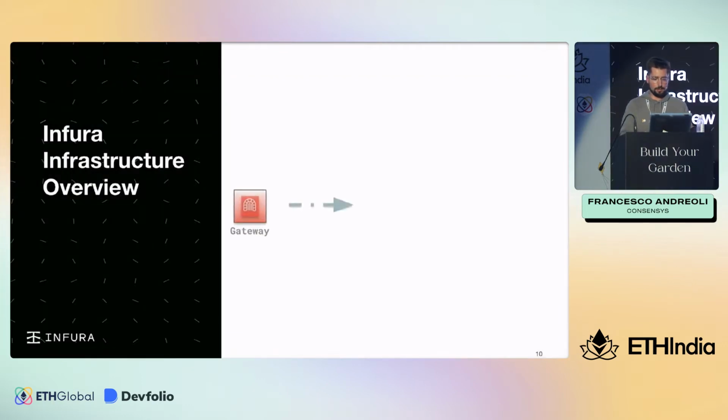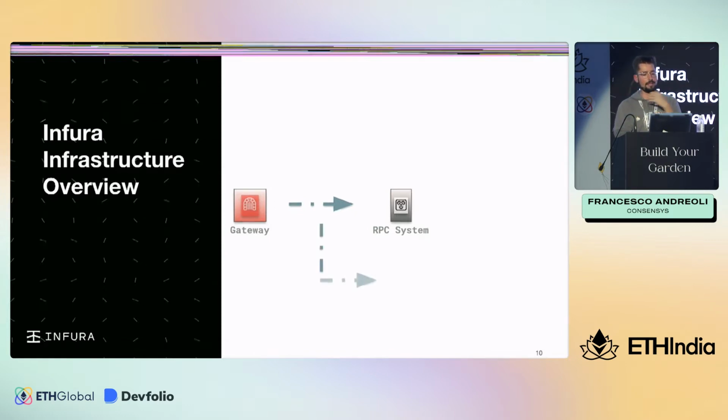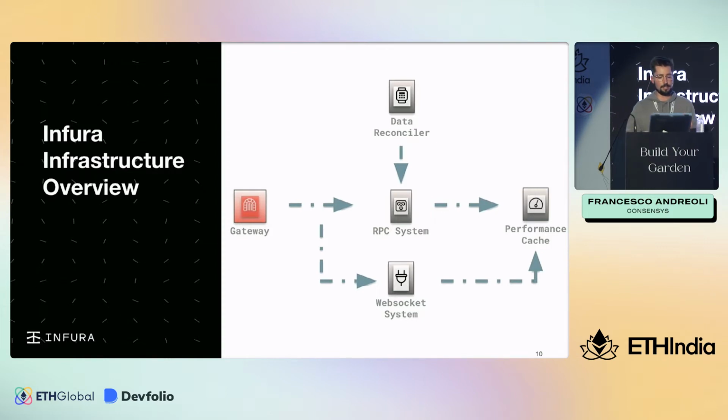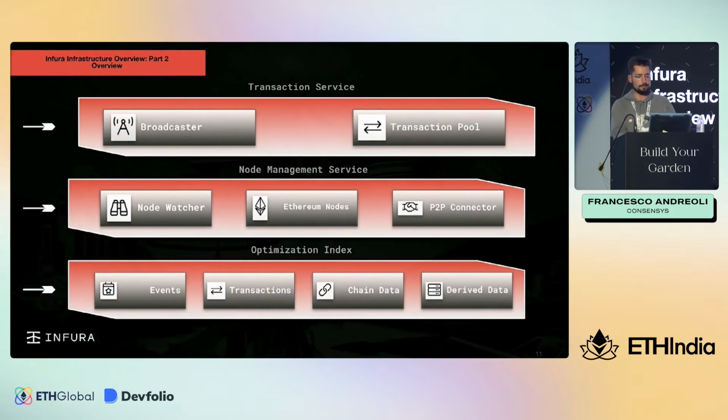Infura infrastructure overview. This is going a little bit deeper, but basically, talking on the architecture level, there are 2 ways: the Gateway is speaking directly with the RPC system or through WebSocket, and it's basically diving into the performance cache. And there is the data reconciliation part happening directly to the RPC system.